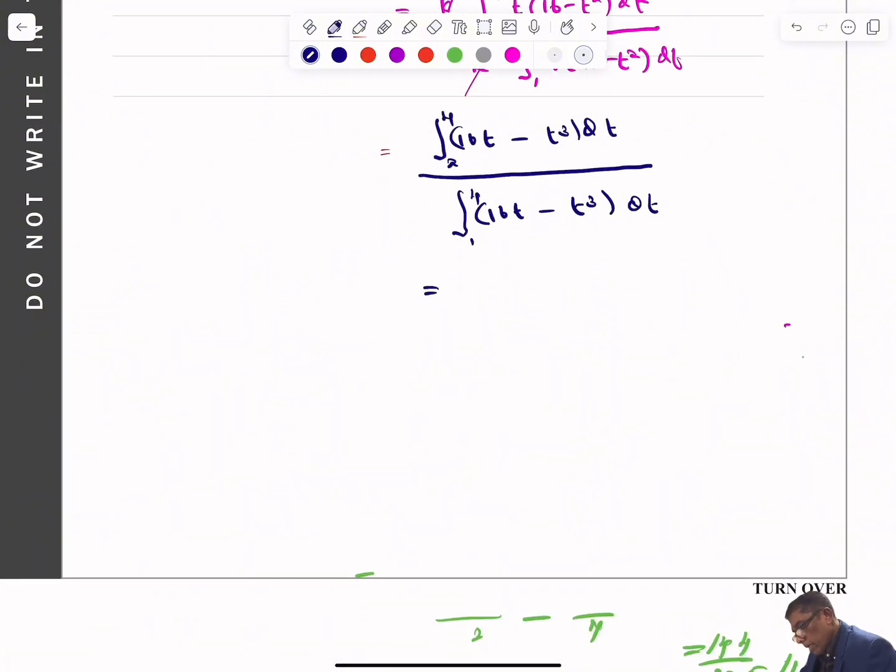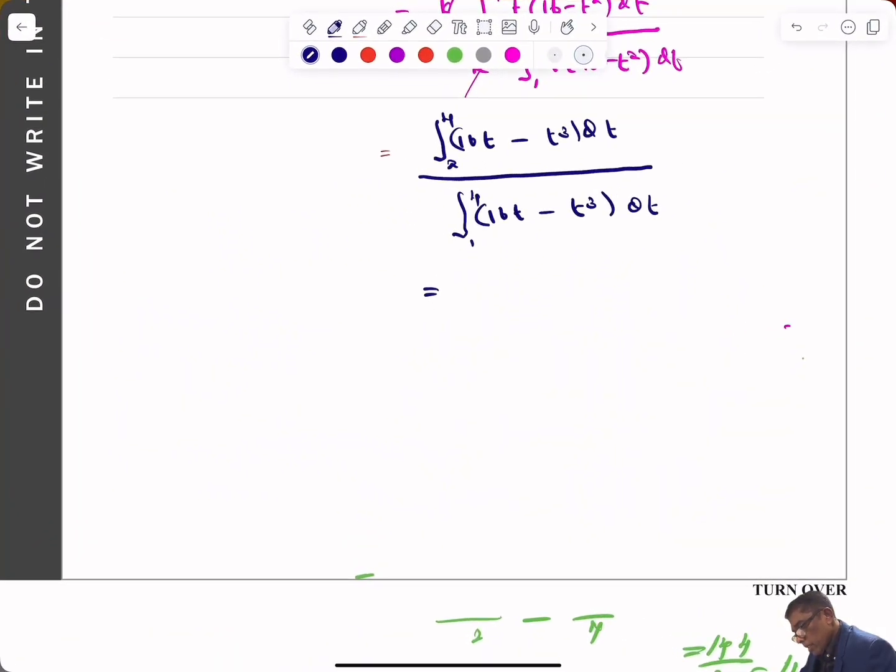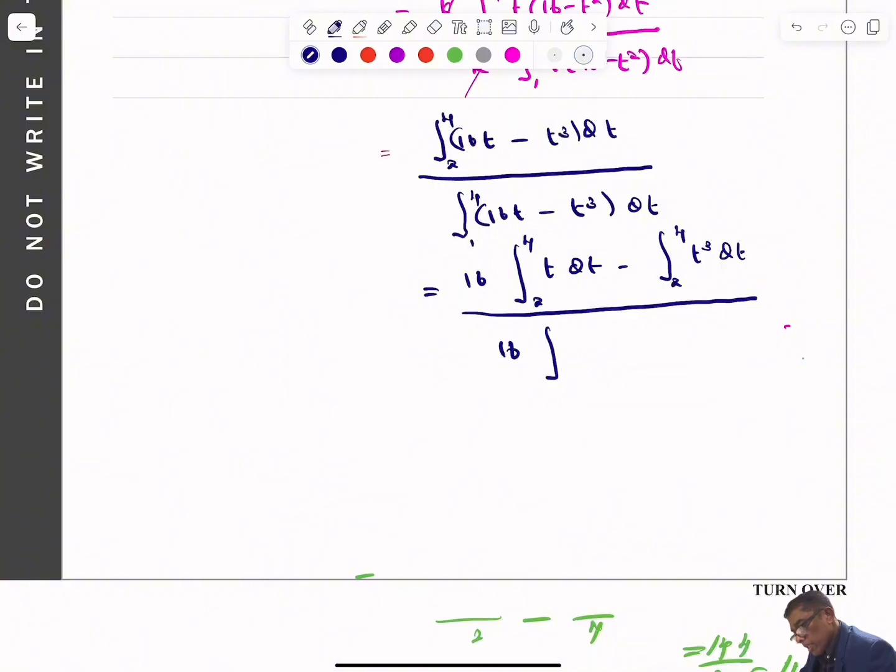16 can be taken out: 2 to 4 t dt minus 2 to 4 t cubed dt, divided by 16 times t dt 1 to 4 minus 1 to 4 t cubed dt.